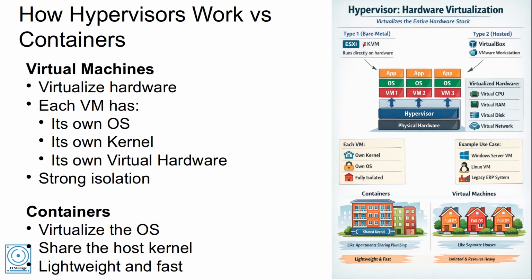For every virtual machine, it creates a virtual CPU, virtual memory, virtual storage, and a virtual network card. The virtual machine thinks this hardware is real. Each virtual machine then installs its own operating system and its own kernel. This means a Windows VM can run next to a Linux VM on the same physical server. Because every VM contains a full operating system, virtual machines require more CPU, memory, and storage.